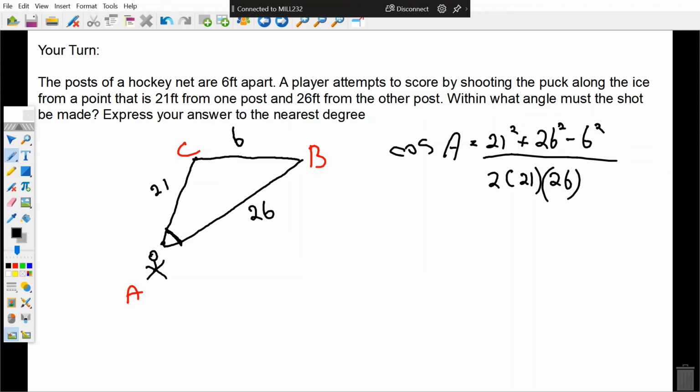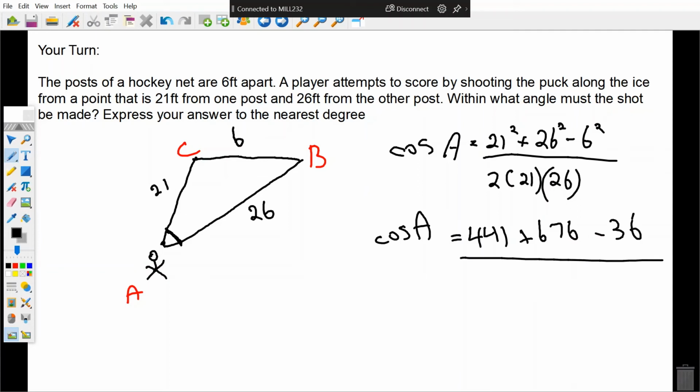21 squared is 441. 26 squared is 676 minus 36 divided by 1092. Okay, the rest of this I'm going to do on my calculator. 441 plus 676 minus 36 is 1081 divided by 1092.